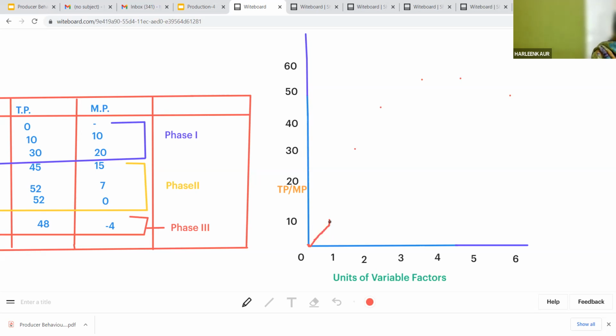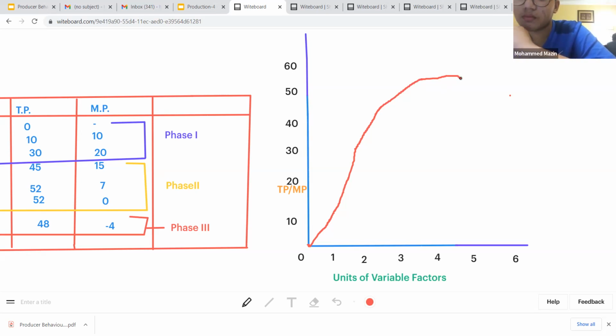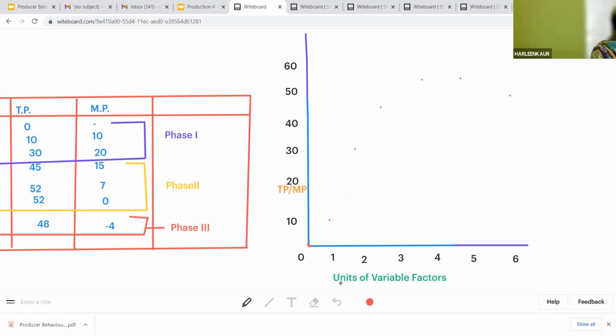So first, what will happen? It will increase till 30, at increasing rate. After that, it will still increase but at diminishing rate. Yes. Can you see? Yes. And it will start falling. Yes. Let me take a different color. Start falling, and then let's draw MP.